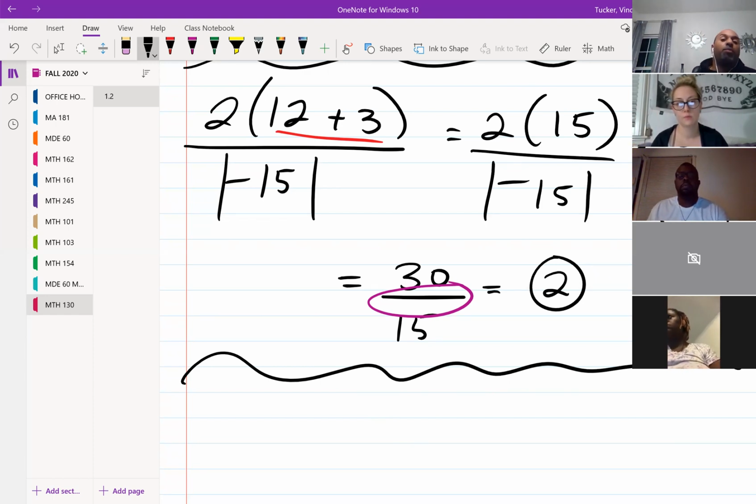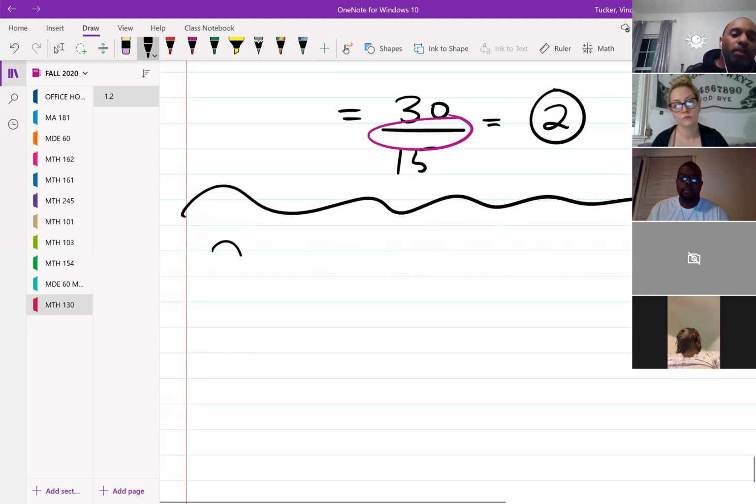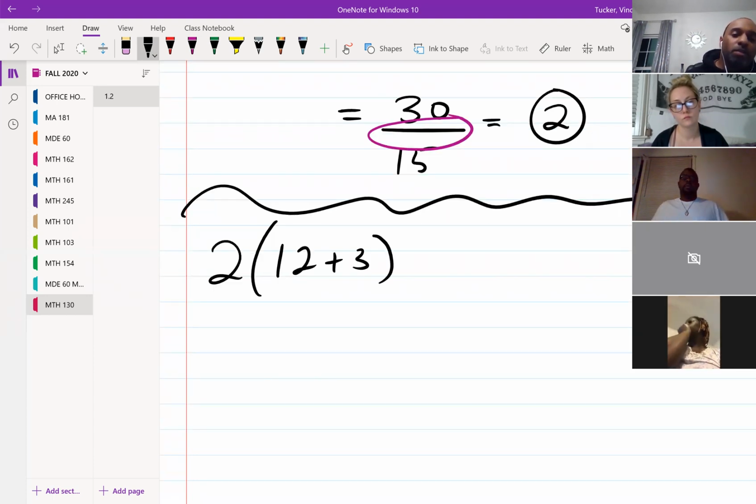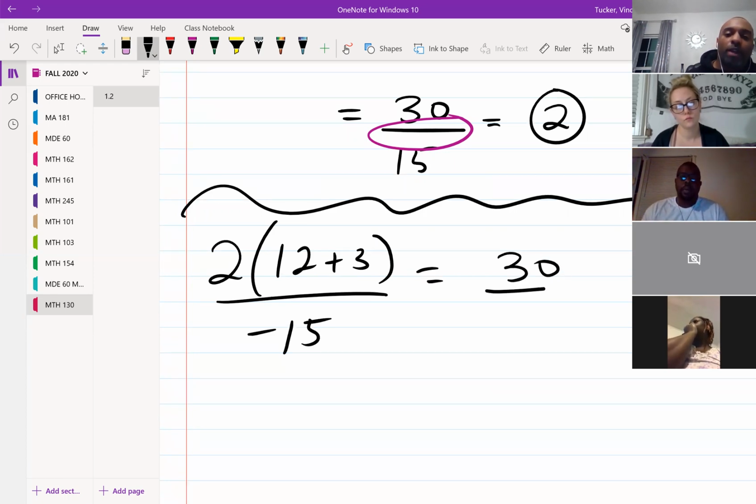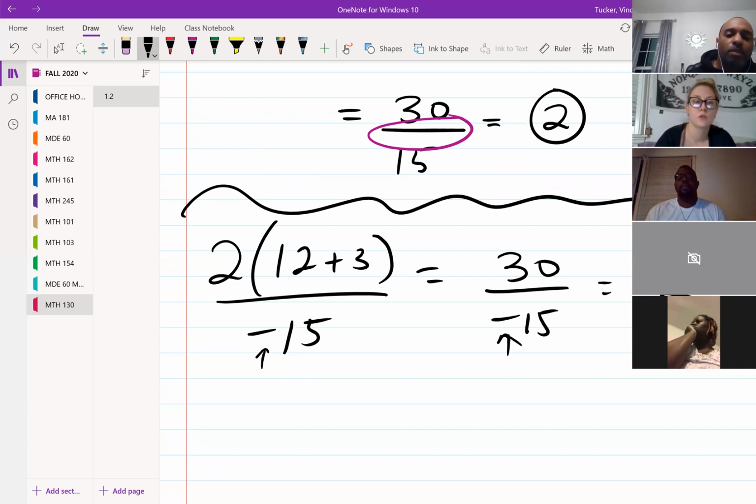No, that was given in the problem. So if this was like this, I would have never done it. The initial problem gave us the absolute value of negative 15. Now if that was never there, let's say it looked like this and had negative 15 down there, then ultimately we would have had 30 over negative 15. And then positive 30 over negative 15 is negative 2. So our answer would have been negative because the negative would still have been there from the beginning.